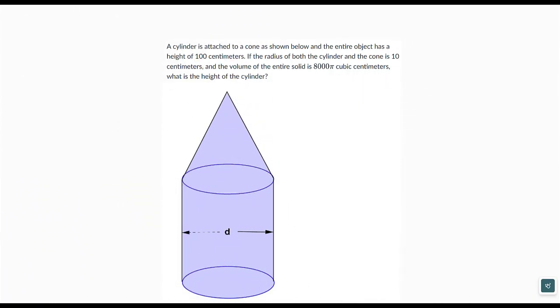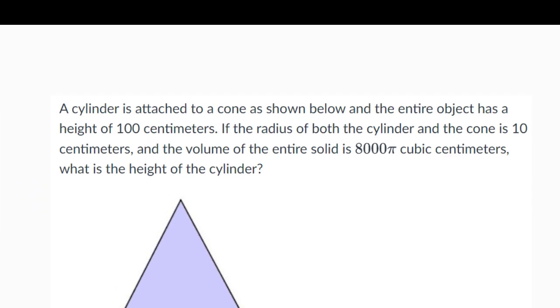Alright, the cylinder is attached to the cone as shown below, and the entire object has a height of 100 centimeters. If the radius of both the cylinder and the cone is 10 centimeters, and the volume of the entire solid is 8,000 cubic centimeters, what is the height of the cylinder?